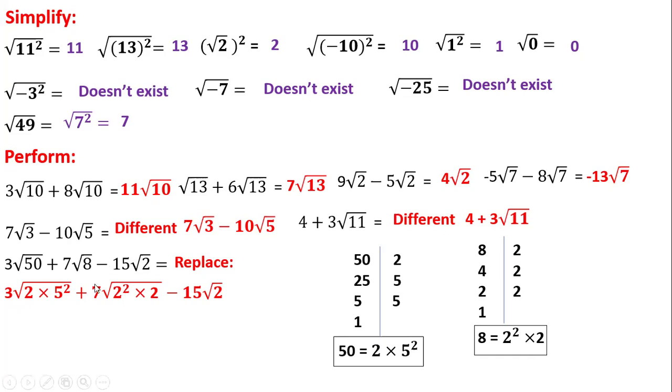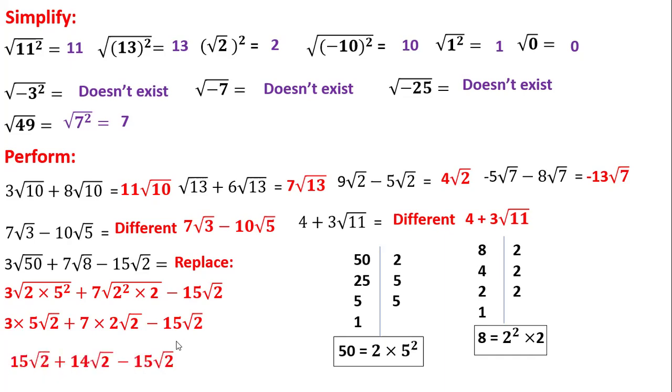Here, 2 squared comes out as 2, so we multiply plus 7 times 2 radical 2 minus 15 radical 2. Now we multiply the numbers outside. 3 times 5 is 15 radical 2 plus 14 radical 2 minus 15 radical 2. Now, as you can see, all the radicands are the same. Radical 2, radical 2, radical 2. So we add or subtract the coefficients. 15 plus 14 is 29 minus 15. So the answer will be 14 radical 2.